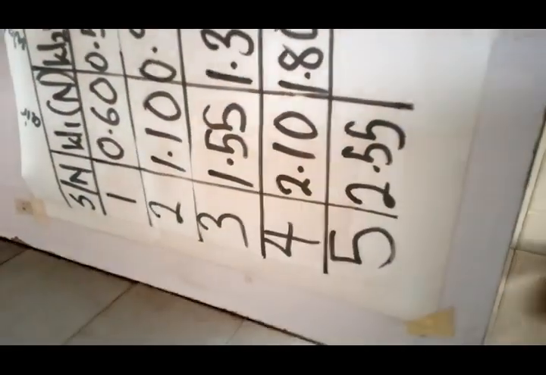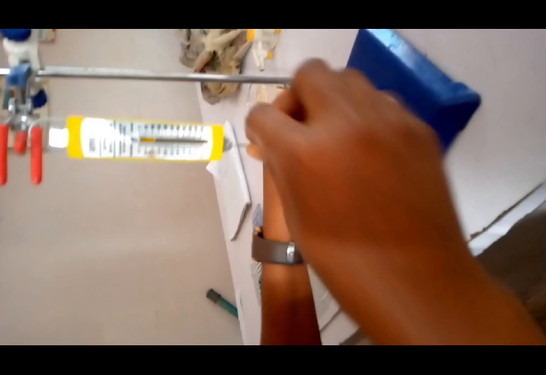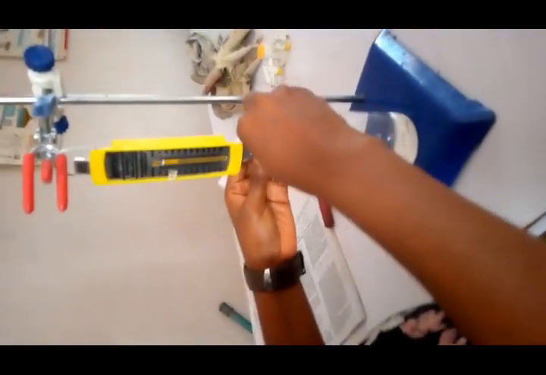2.55. The weight in air is 2.55. Now get W2. W2 is the weight of my object in water. That is the weight of these masses when inserted in water.